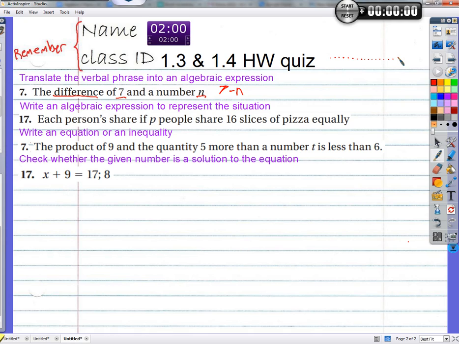How would you figure out how many each person gets? There's 16 pieces of pizza. You divide it into 8 groups. Right, we're going to divide 16 by 8. So every group in those 8 groups has 2 pieces of pizza. Each person gets 2 slices. So it's 16 slices divided by the number of people.